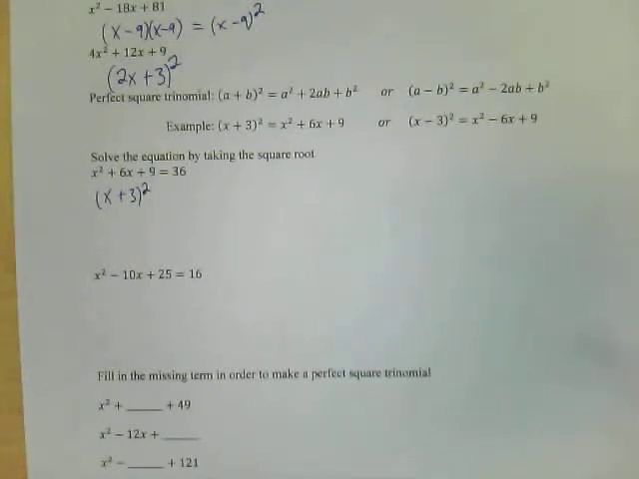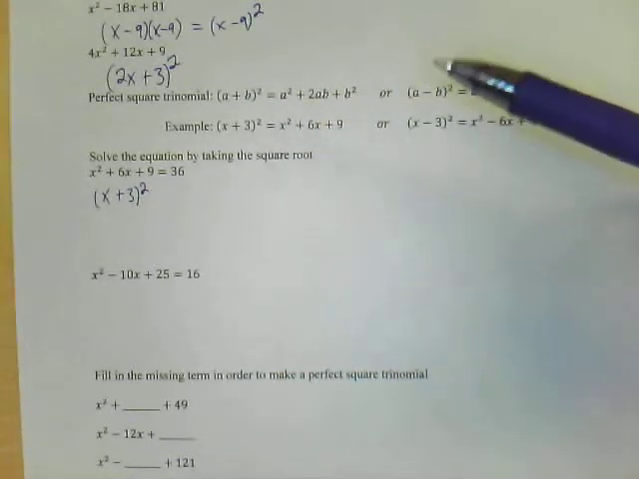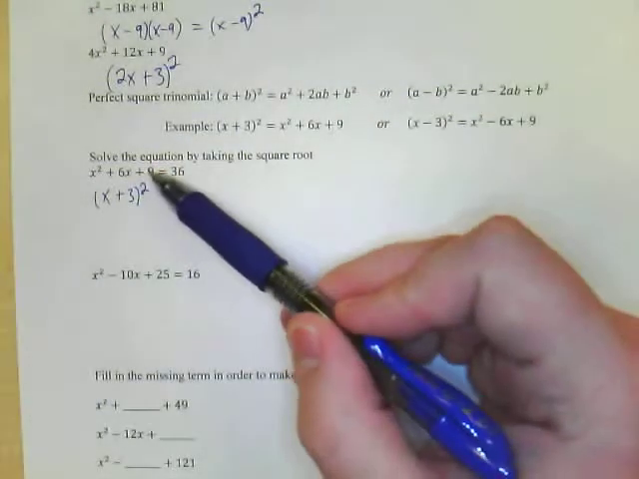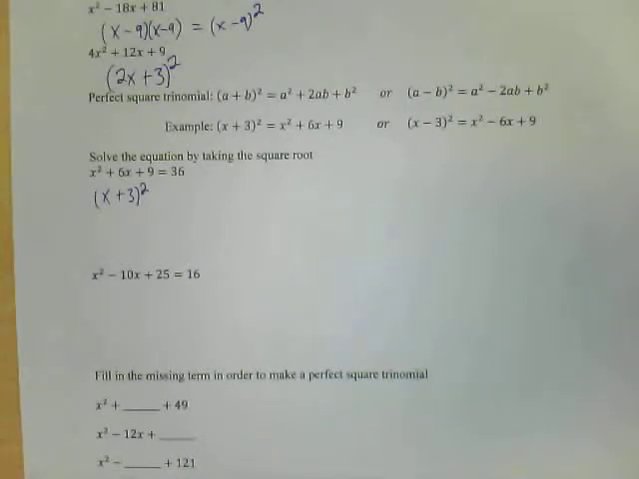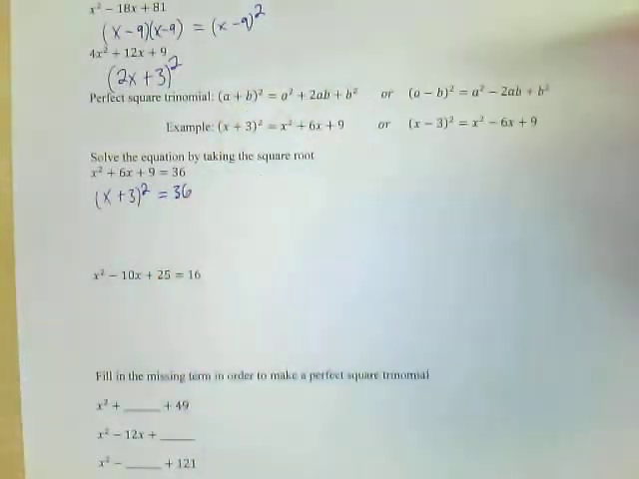(x plus 3)(x plus 3). Now if you're having a little bit of difficulty seeing the pattern here, just try factoring it like you would normally factor it. So think about two numbers that would multiply to be 9 and add to be 6. Those two numbers are going to be 3 and 3. Okay, so then we get (x plus 3) squared is equal to 36.